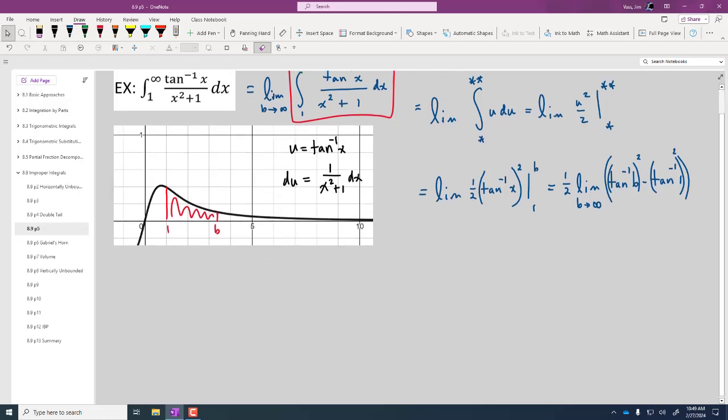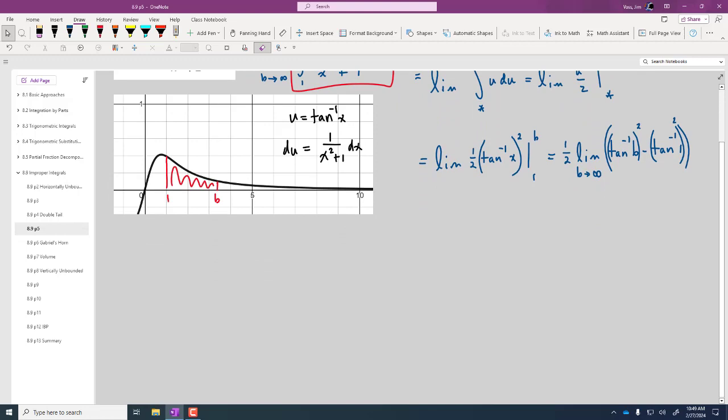Okay, so then we can evaluate that limit. What is the first one going to be? As b goes to infinity, what is arctan of that quantity? Pi over 2, and then we square it. We're going to get pi squared over 4. So pi squared divided by 4 minus arctan of 1, which is pi over 4. Arctan of 1 is the angle on the right side of the unit circle with a tangent value of 1, which is pi over 4. And then we square it, and we get pi squared over 16.